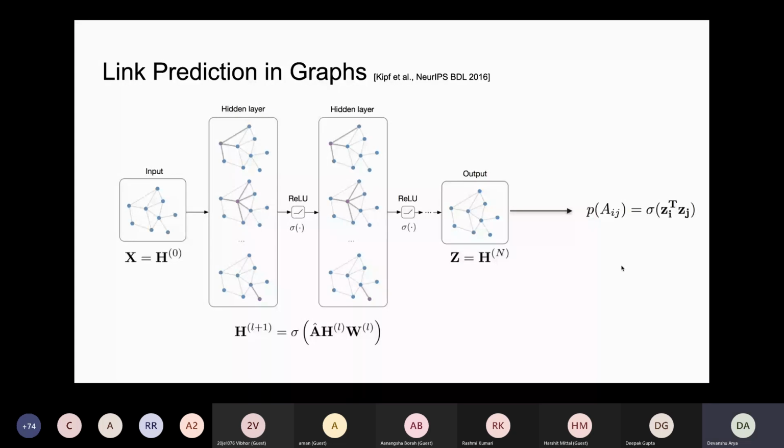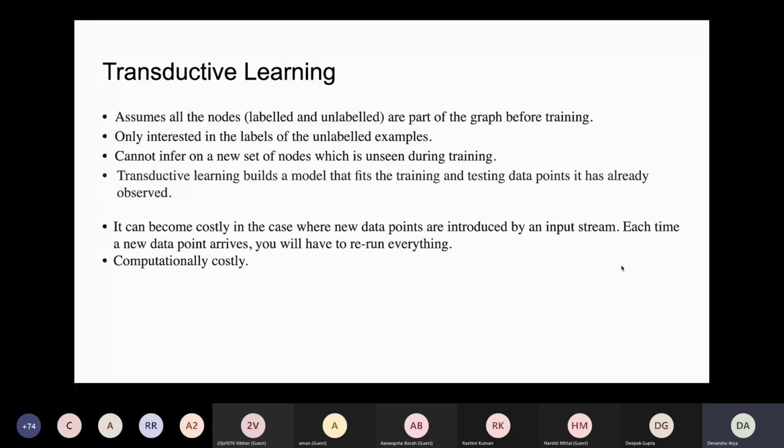This is a concept that is gaining more and more interest, and I just wanted to talk briefly about it, which is called transductive versus inductive learning on graphs. Very simply put, in transductive learning, we assume that all the nodes are part of the graph before training. So whatever you do, all the nodes are there in the graph. Some are labeled, some are unlabeled, but they are always a part of the graph. You cannot do inference on a new node which was not part of the graph during training.